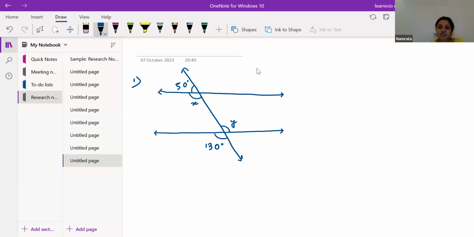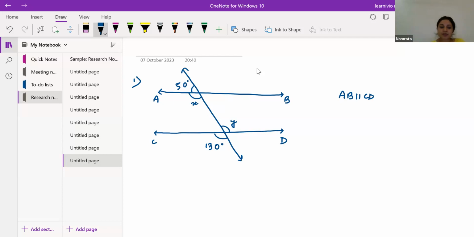So here the question says, find the value of X and Y, and then show that AB is parallel to CD. Okay, so this one is AB. This one is CD. We don't even know whether AB is parallel to CD or not. So we cannot use any concept which is related to parallel lines. So which concept can we use over here? We can use only the concept which we have already learned. That is the concept of linear pair, and the concept related to vertically opposite angles.